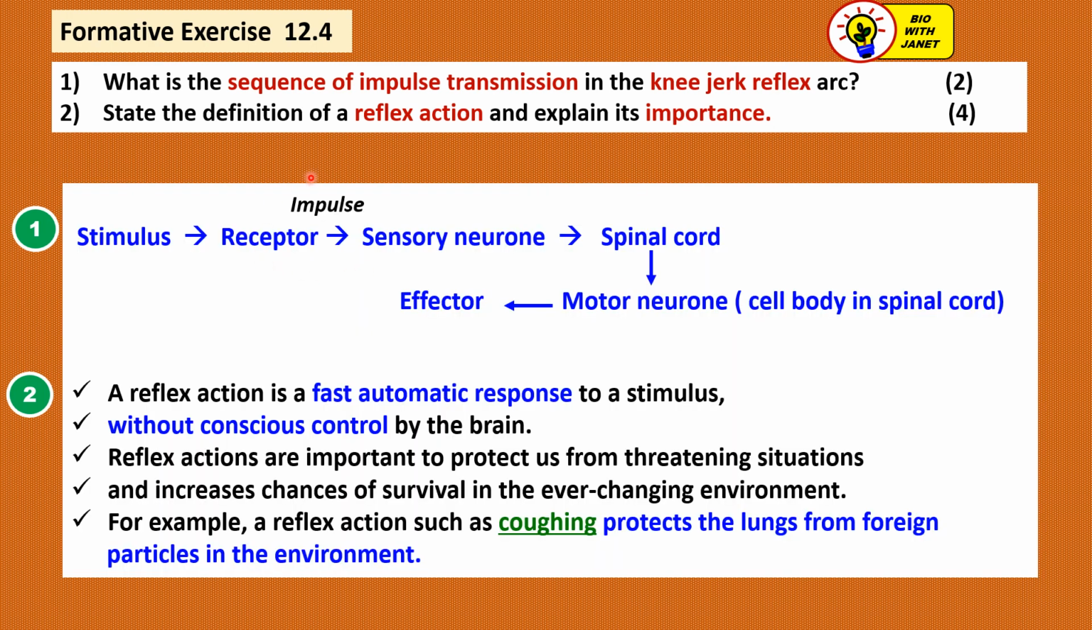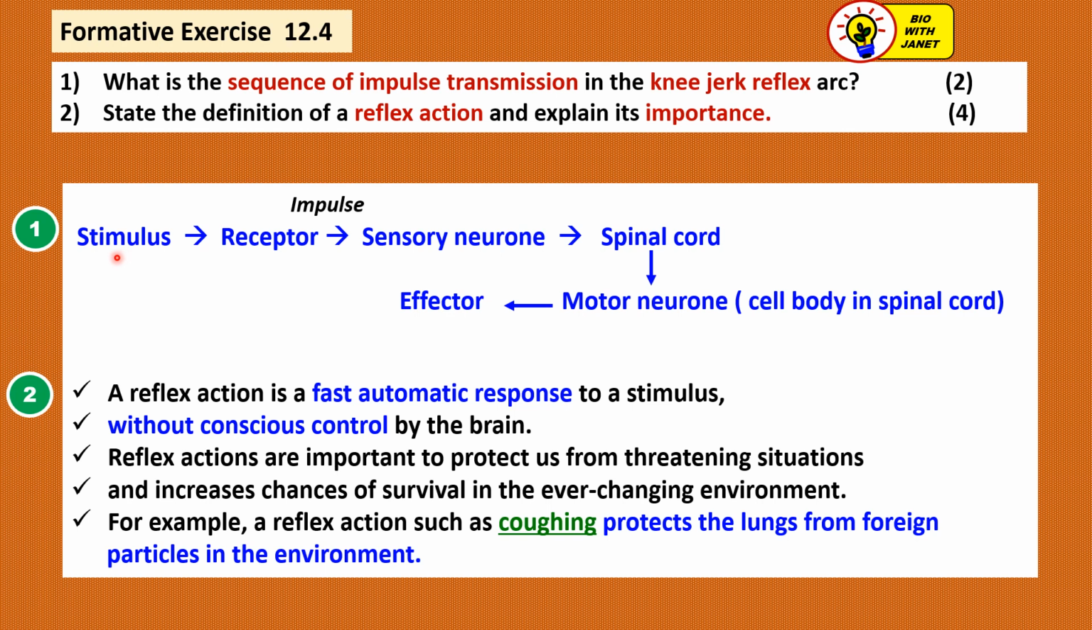Now, the sequence of impulse transmission in a knee-jerk reaction. So we know that only 2 neurons are involved. All right. Okay, not 3. 2 neurons are involved. Now, what's the neuron that's not involved? It is the relay neuron. The relay neuron is not involved, as we have discussed earlier. So there's a mistake in certain books that give the answer, because certain books put relay neuron. Relay neuron is not involved at all. So we can write it like this.